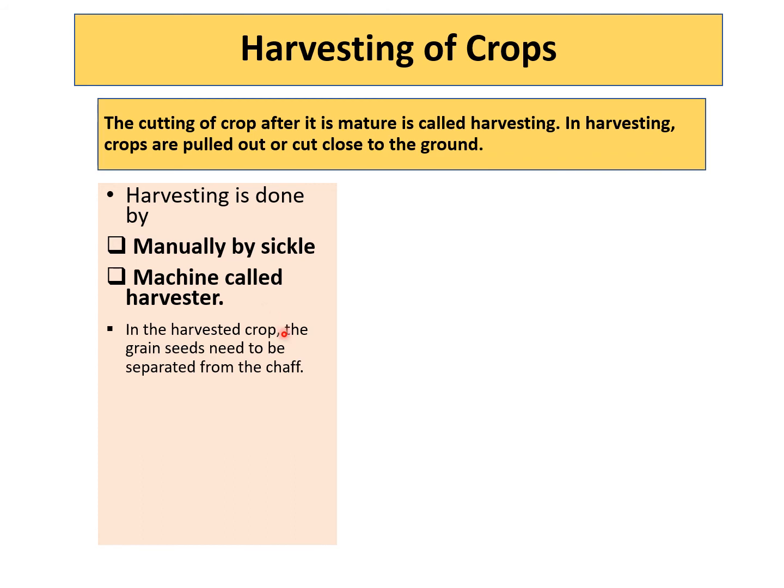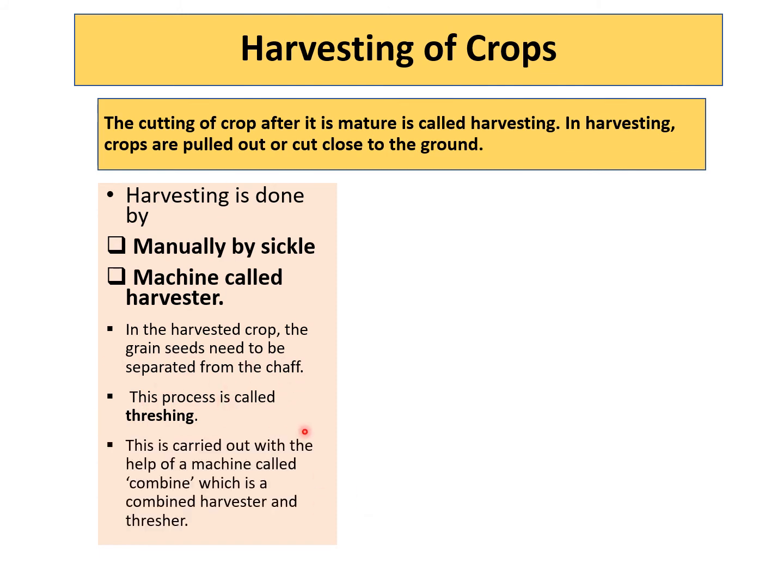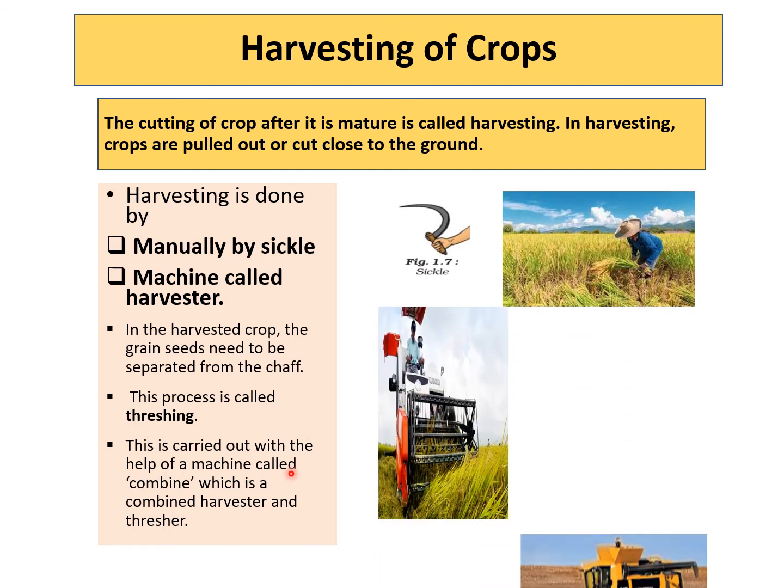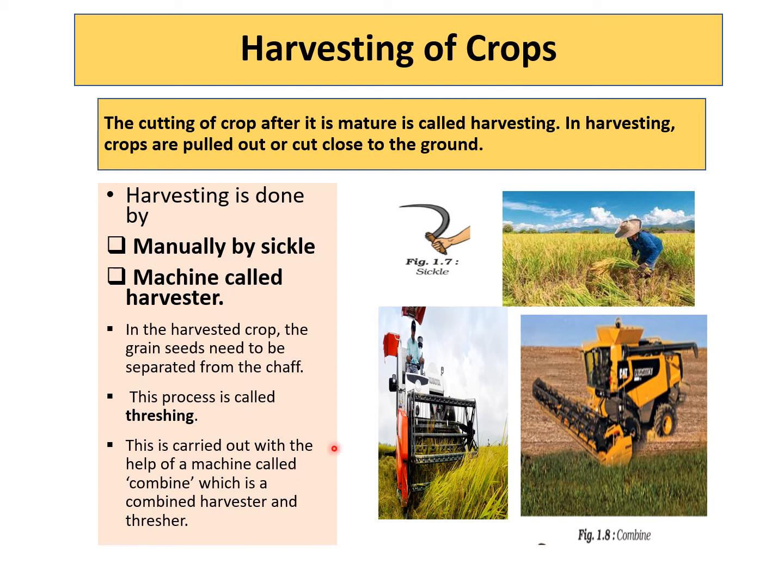In the harvested crops, the grain needs to be separated from the chaff. Chaff is mainly the husk or the outer covering. And this process is known as threshing. Remember, the grains need to be separated from the chaff, and this process is known as threshing. This is carried out with the help of a machine called a combine or harvester. You can see in the picture, this is manual harvesting done by sickle, and these are the combine machines which are generally used to harvest our crops. By this way we can harvest our crops.